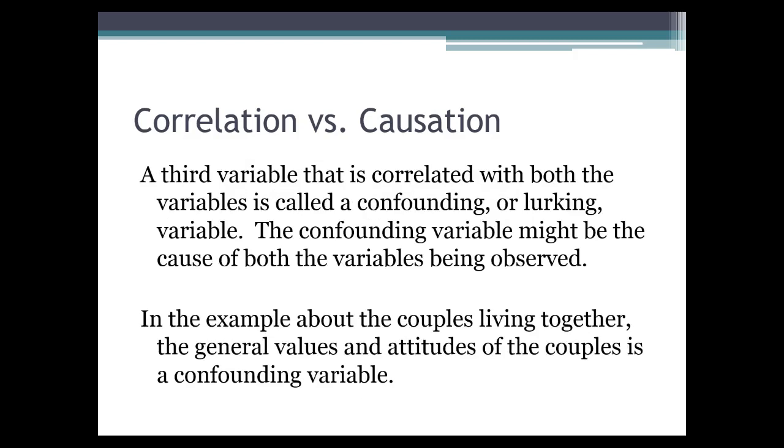In this case, that third variable that potentially is causing the other two is called a confounding variable or a lurking variable. And it might be what's causing both of them. The thing is, we can't tell. We can't tell because it's correlated with this third variable, this confounding variable.